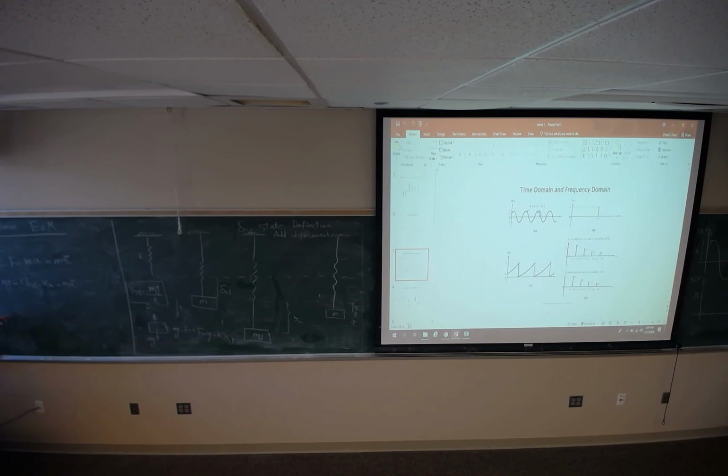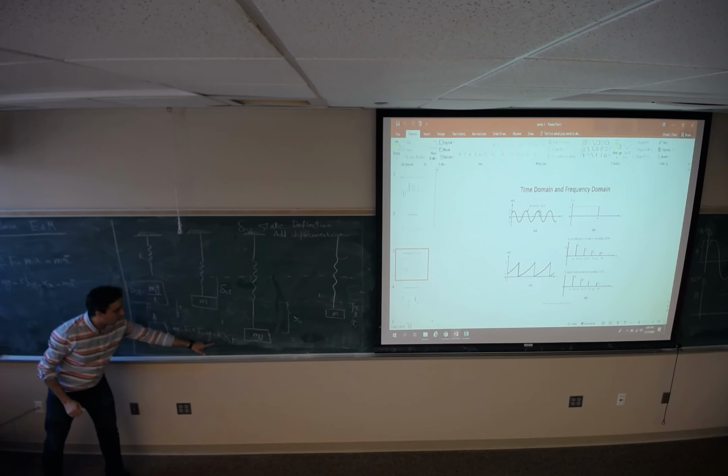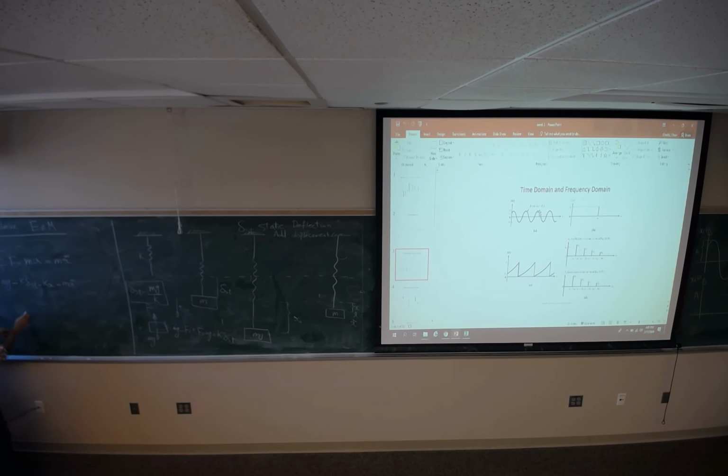You remember here, the static deflection would be mg divided by k, or mg would be k times the static deflection. So these two are the same, except the sign is different. If you add them up, you will get 0. So if I simplify this, it's going to be m x double dot plus k x equals 0. And this is the equation of motion for this system.